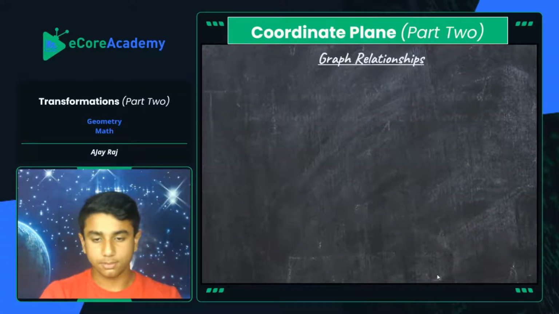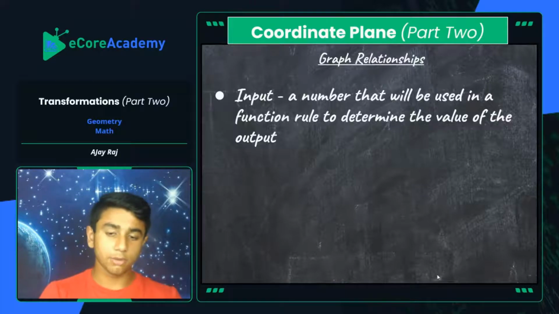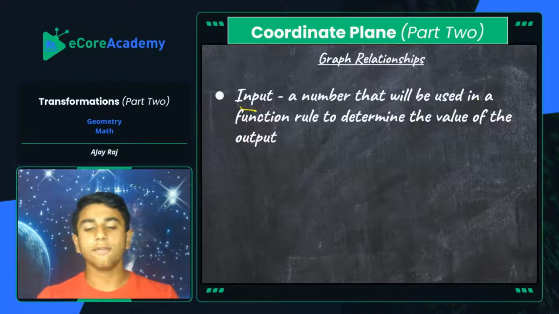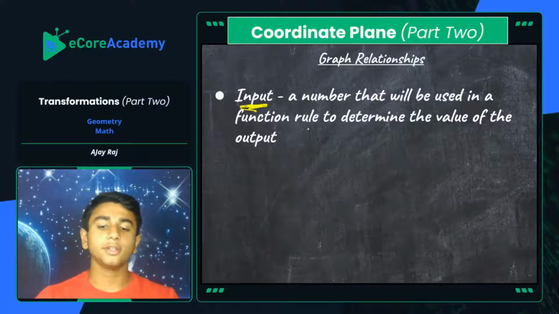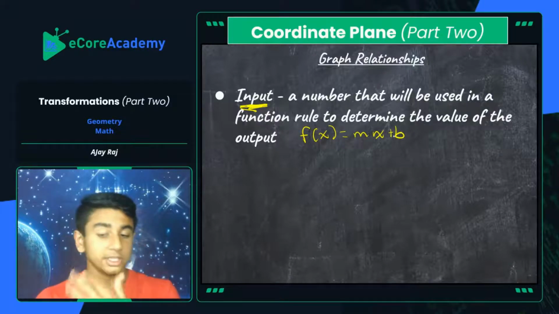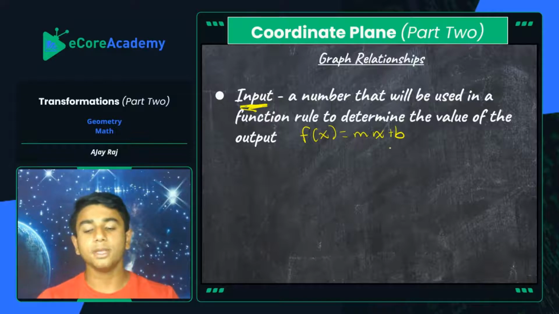So, graph relationships. You have your input, which is part of a function, and the input is a number that will be used in a function rule to determine the value of the output. So it's what's plugged into an equation. The equation for a function is f of x equals mx plus b. You are already expected to know that. That's your slope-intercept form, or your functional representation. f of x equals mx plus b.